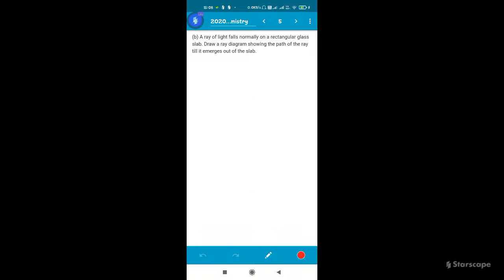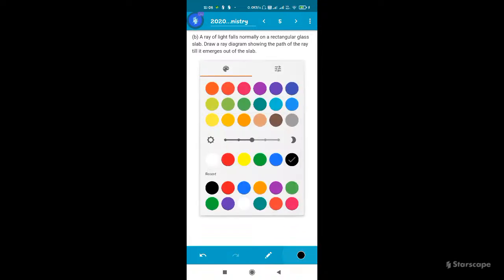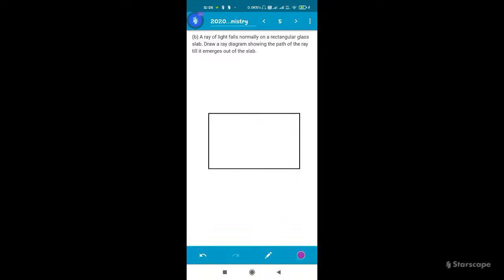A ray of light falls normally on a rectangular glass slab. So let me first make a rectangular glass slab and then let's read the rest of the question. So this is a rectangular glass slab. Alright. So a ray of light falls normally on it. Normally means at an angle of 90 degrees. So you have to draw the path of the ray till it emerges out of the slab.